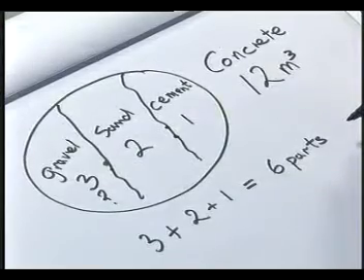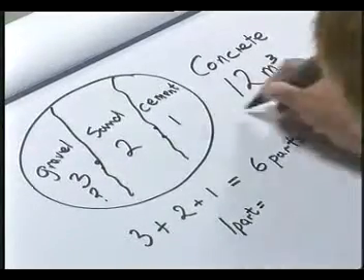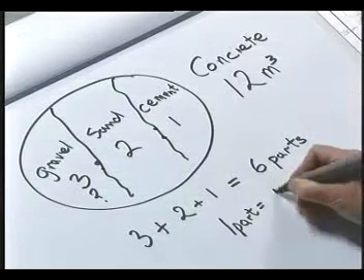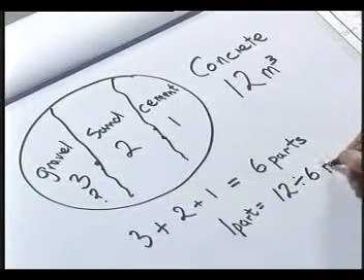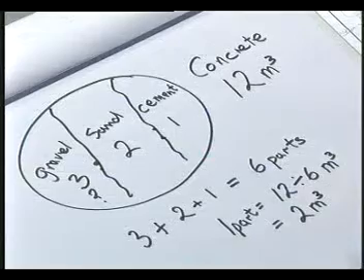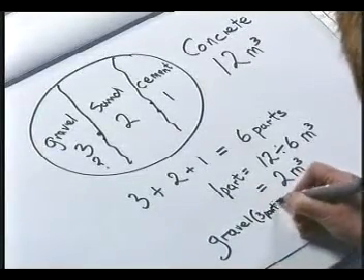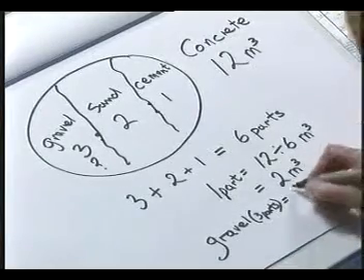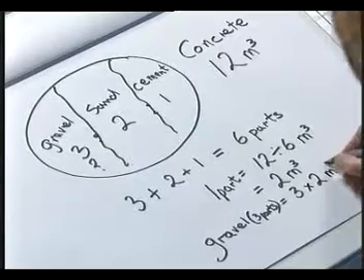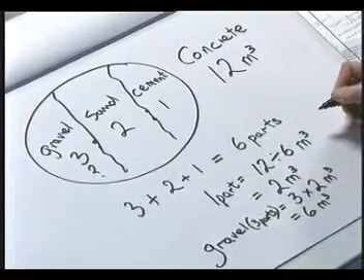Now our concrete is divided up into 6 parts. So 1 part must equal our 12 cubic metres divided by 6. So that's 12 divided by 6 cubic metres, which works out to be 2 cubic metres. Now we want to work out how much gravel is needed. Gravel is represented by 3 parts. So gravel, the amount that we want, equals 3 times 2 cubic metres, which is 6 cubic metres. And that's our answer. But it's always good to check.